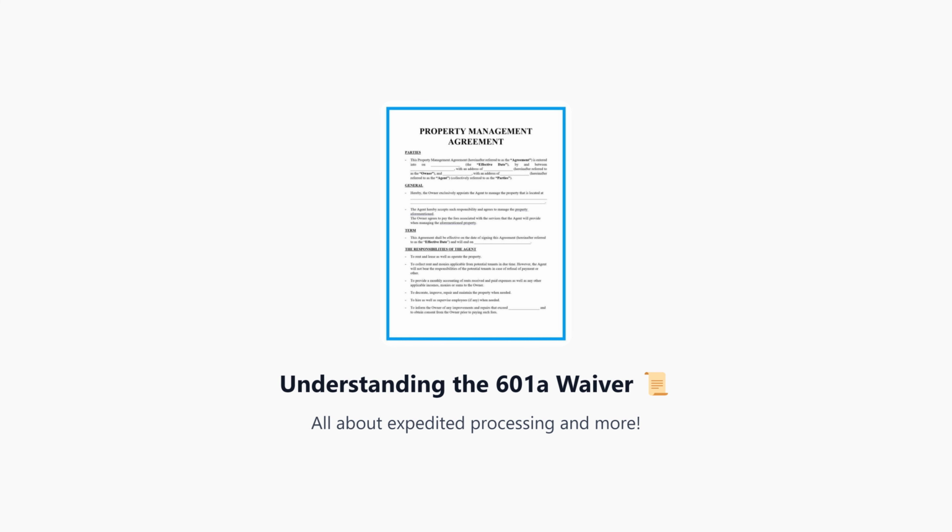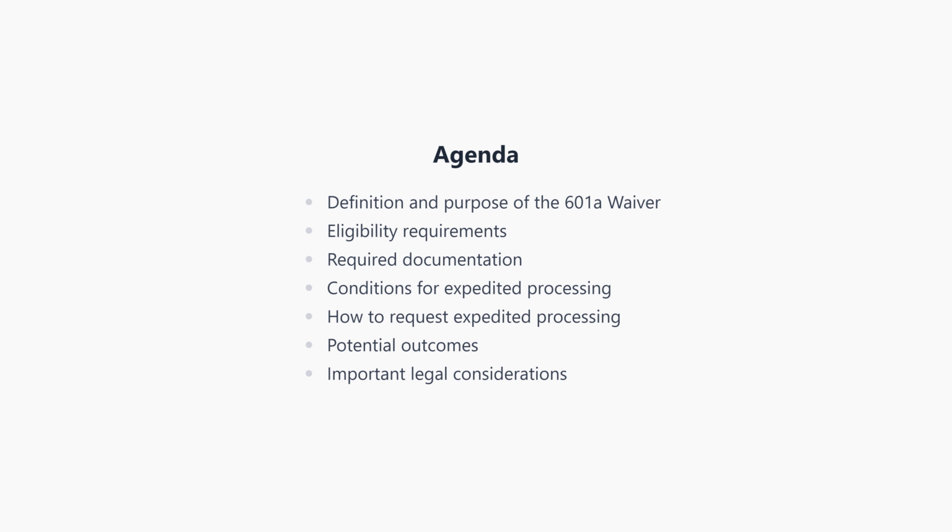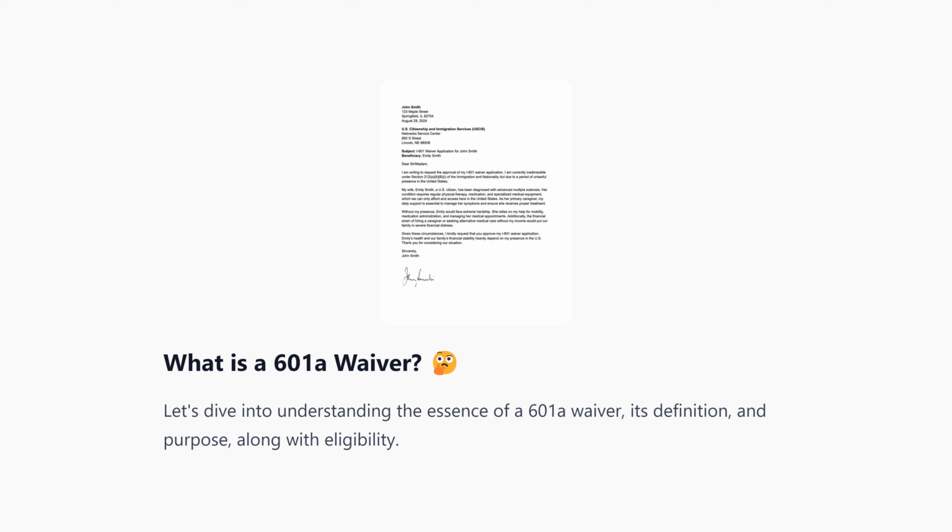The information we will provide is aimed at giving you a better understanding, but please remember that it is not a substitute for professional legal advice. In this video, we will cover the definition and purpose of the 601a Waiver, the eligibility requirements, the required documentation, conditions under which expedited processing can be requested, how to go about requesting it, potential outcomes of the request, and some important legal considerations. A 601a Waiver is primarily used by individuals who are unlawfully present in the U.S. to apply for a provisional waiver of the unlawful presence grounds of inadmissibility under Section 212a 9b of the Immigration and Nationality Act.